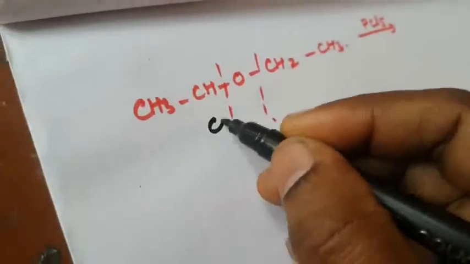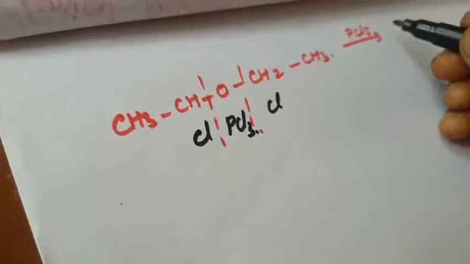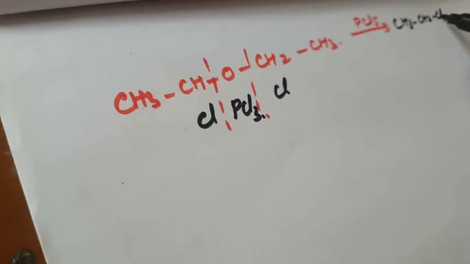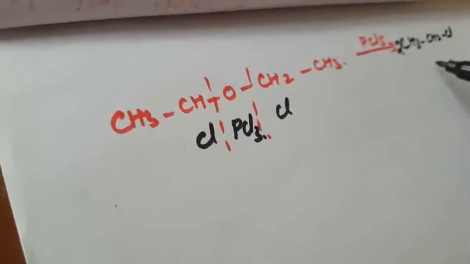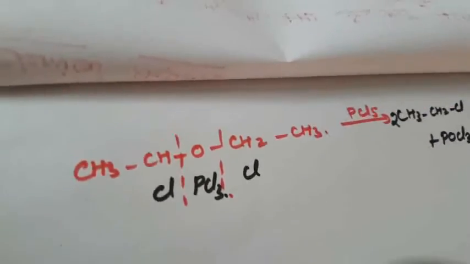So the PCl5, how it will be split: one Cl is coming that side, another Cl, and the remaining 3 Cl. So what will be the remaining compound? CH3CH2Cl, 2 molecules, then again POCl3. Okay, this is the PCl5 reaction.